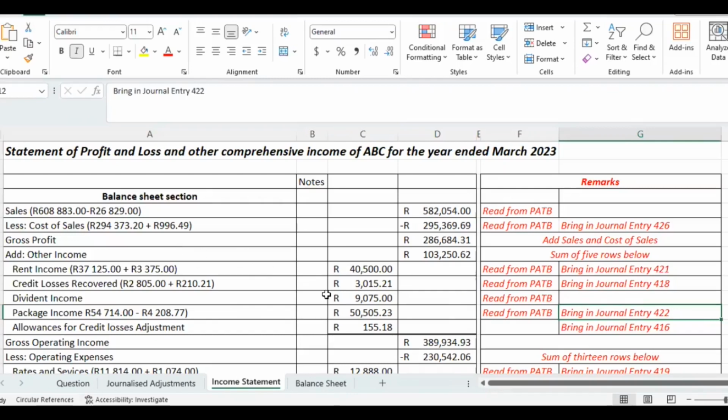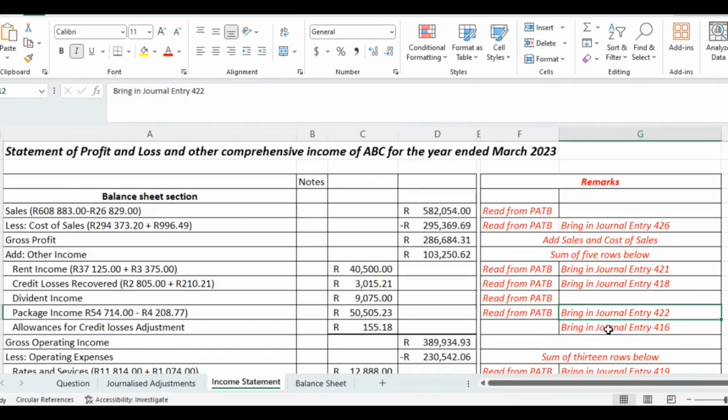Okay. So please make sure that you do the journalized adjustments correctly, and then you can just pull through that information to your income statement. So the allowances for credit losses adjustment. Now you will remember, as far as the credit losses adjustment was, we saw that our allowance was more than what was required. So when we make the adjustment, we can take that adjustment as an income.